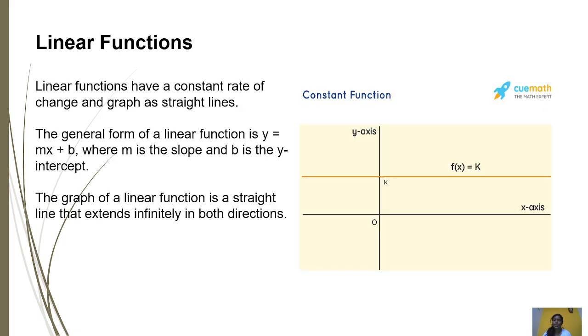Coming to the linear function. Linear functions have a constant rate of change and graph as straight lines. The general form of a linear function is y = mx + b, where m is the slope and b is the y-intercept. The graph of a linear function is a straight line and extends infinitely in both directions. So here is an example of a linear function. In a linear function the values change at a constant rate and it keeps extending.